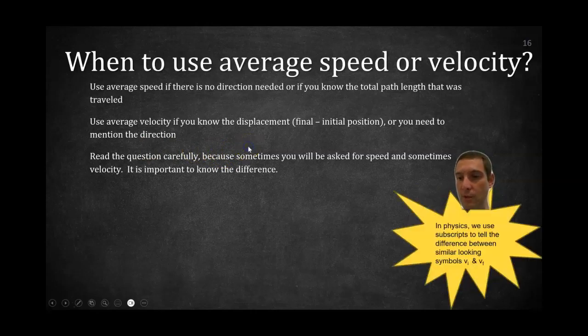In physics, we use subscripts to tell the difference between similar looking symbols, v_i and v_f. v_i would be the initial and v sub f would be our final speed. We can do the same thing with x: x final, or x sub f, minus x sub i for initial, or x sub 0, or x naught.